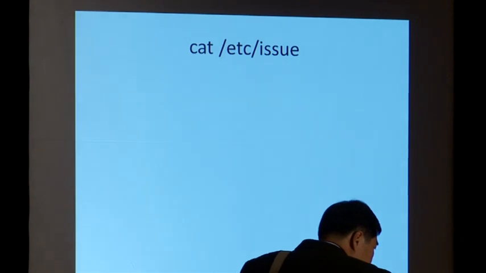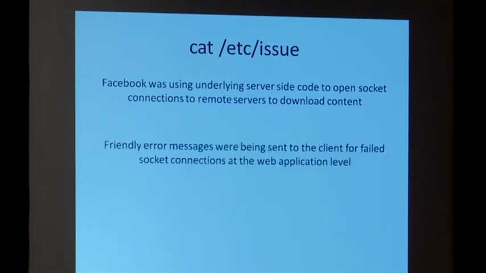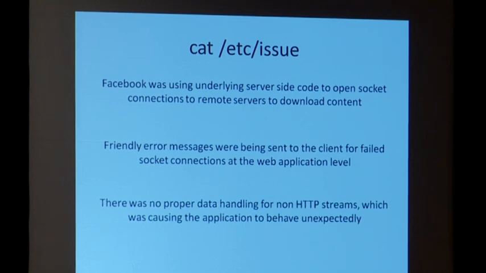What is the underlying issue with Facebook? Facebook is using server-side code to create socket connections to remote servers to download content. This is technically not the issue; it's generally how Facebook does things at their end. The primary issue was that Facebook gave distinct errors on closed ports as well as open ports, which is what led me to build the port scanner that I'll be talking about. There was also no proper data handling for non-HTTP streams. When you say http://google.com, Facebook is expecting an HTML page response to come back. But when you specify port 22 or port 3306, it's not HTTP.